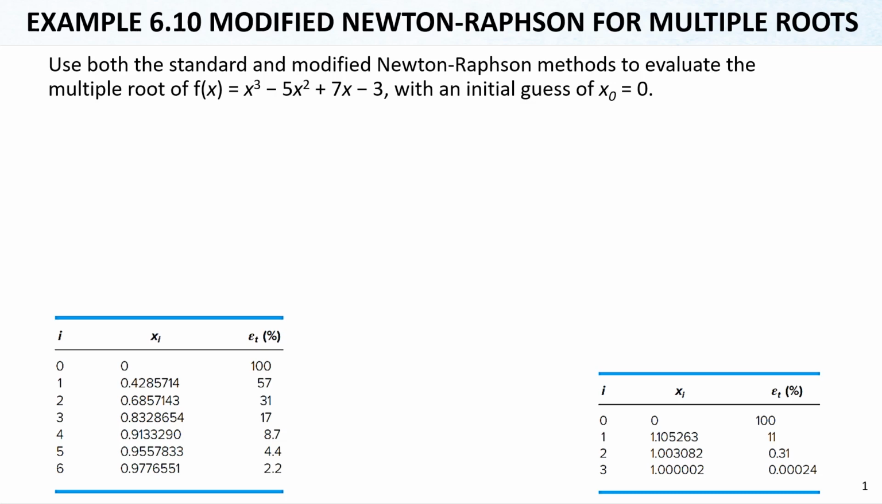In this slide, we have an example to use the modified Newton-Raphson for multiple roots. We will actually compare the regular Newton-Raphson and modified Newton-Raphson here. On the left-hand side, these results are obtained by using the regular Newton-Raphson. On the right-hand side, these results were obtained using the modified Newton-Raphson. And let's show how we obtain them now.